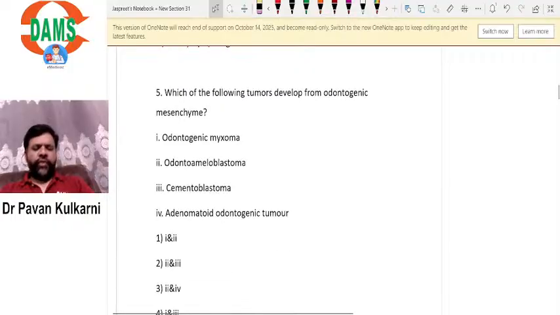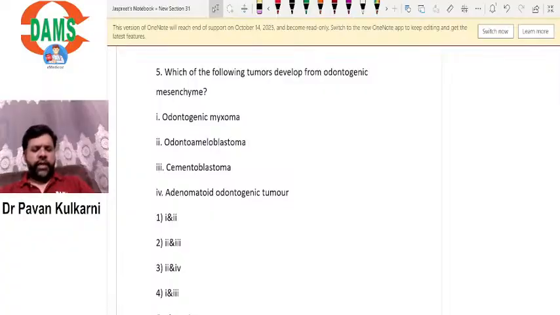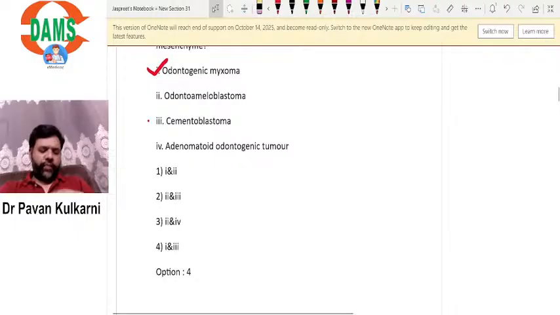Okay. Which of the following tumors develops from odontogenic mesenchyme? We all know, in the WHO classification of odontogenic tumors, that odontogenic tumors can arise exclusively from epithelium, exclusively from mesenchyme, or a combination. Exclusively from mesenchyme, we have two things: one is odontogenic myxoma, and one more is the cementoblastoma. So the correct answer is 1 and 3.